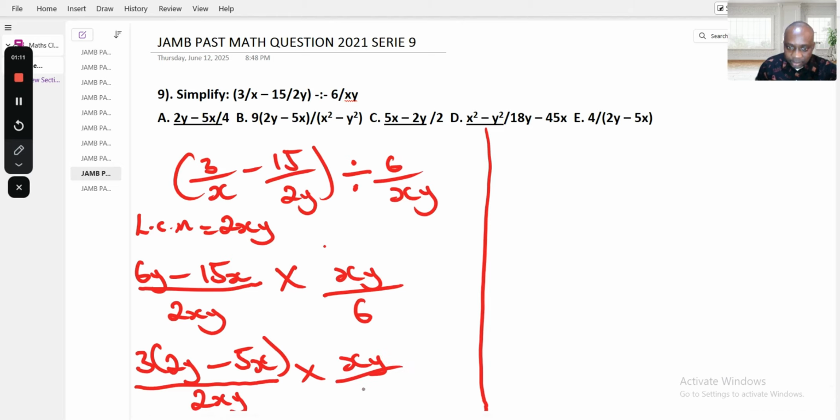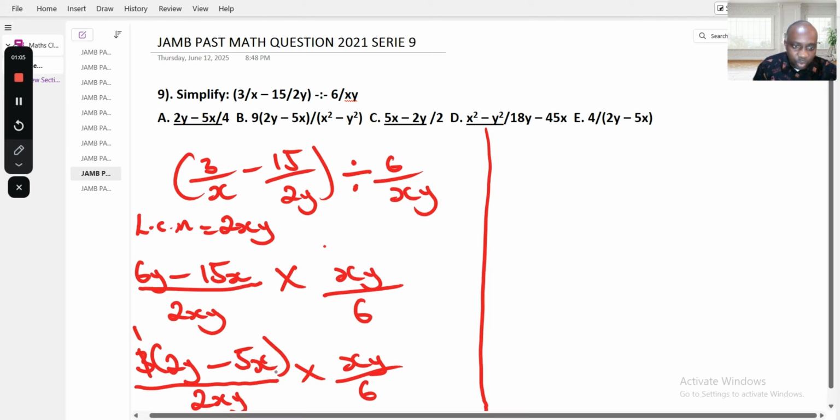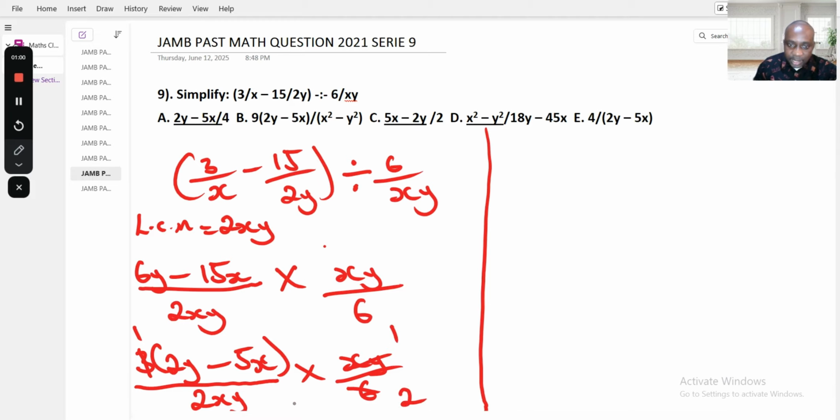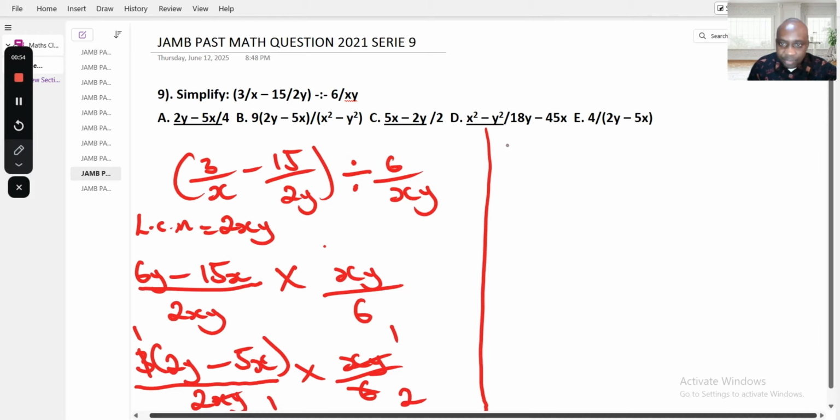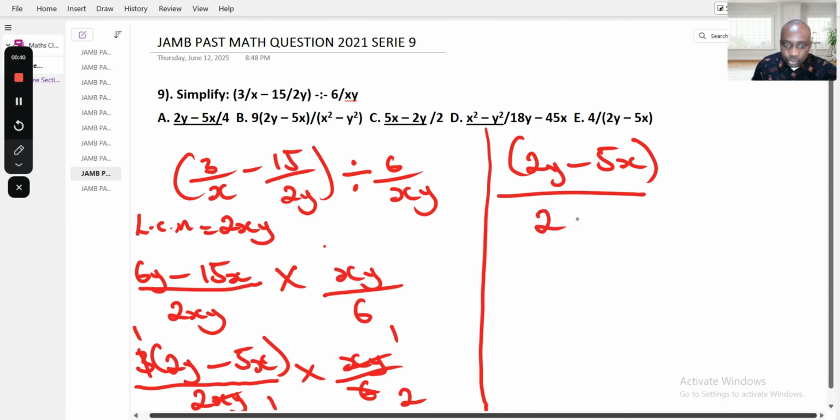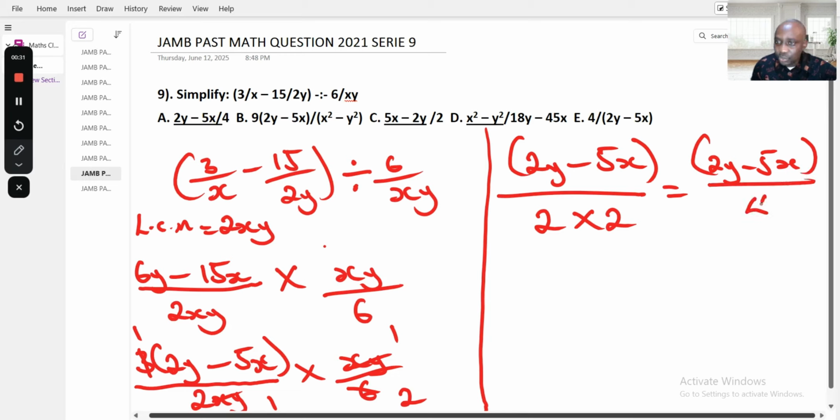xy over 6. Now let's cut out, let's divide. 3 here 1, 3 in 6 2. xy we cut out xy. xy here 1, xy 1. What do we have left here? We have 2y minus 5x multiplied by 1. I think we don't have anything there. Okay. And we have 2 times 2 left here. 2y minus 5x, bracket, 2 times 2 is going to give us 4.